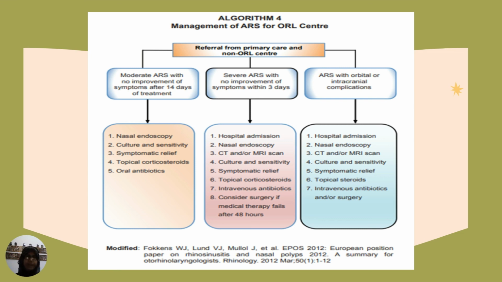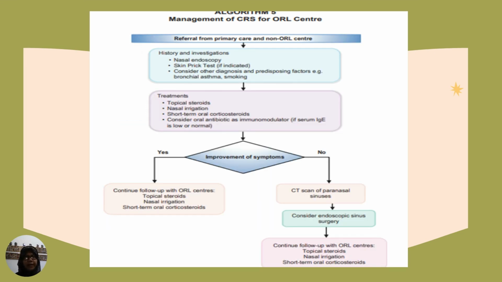For ARS with complication, it is one of the ENT emergencies, and the patient definitely needs to be admitted. We have to perform a CT scan of the paranasal sinuses and prepare the patient for surgery. For cases of CRS in our center or in any ENT center, history and nasal endoscopy need to be done and we will start treatment like topical steroids, irrigation, short-term oral corticosteroid, and also macrolides as immunomodulator. If there's improvement, we just continue with the current medication. If no improvement, we will perform a CT scan and consider functional endoscopic sinus surgery.